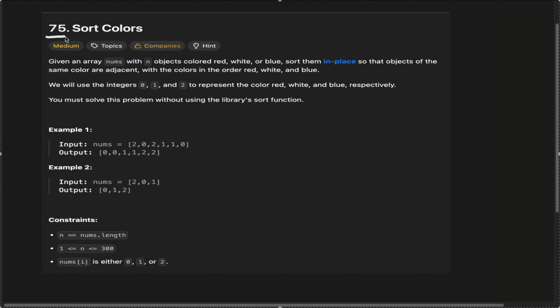Today we will solve Leetcode 75 problem. The problem name is sort colors, right? Let's read the problem statement.